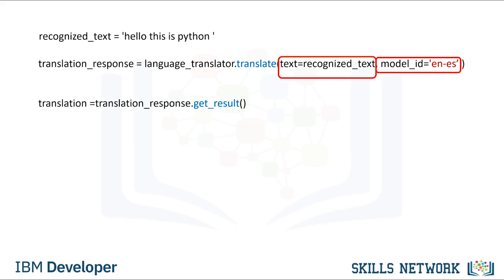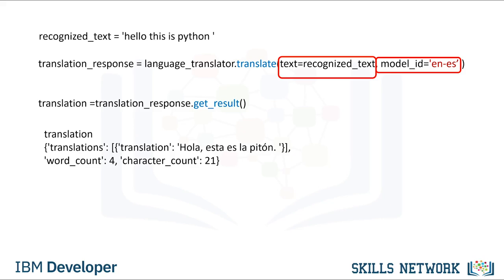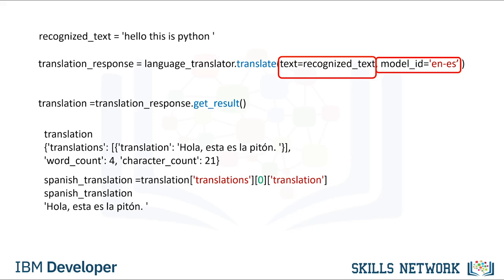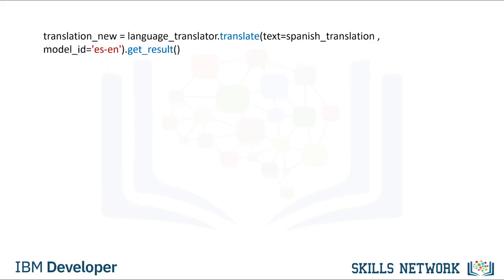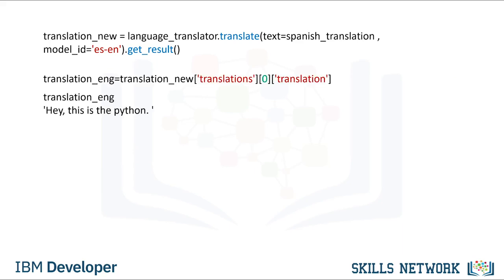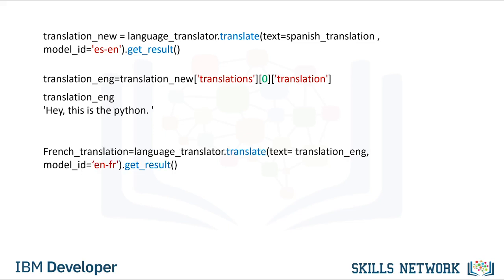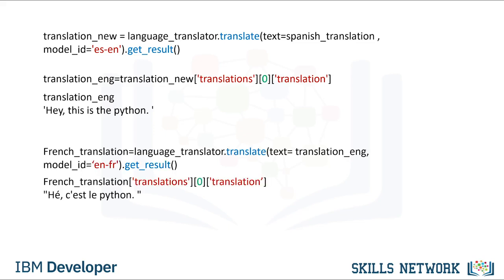We use the method get_result to get the translated text and assign it to the variable translation. The result is a dictionary that includes the translation, word count and character count. We can obtain the translation and assign it to the variable Spanish_translation as follows. Using the variable Spanish_translation, we can translate the text back to English as follows. The result is a dictionary. We can obtain the string with the text as follows. We can then translate the text to French as follows.